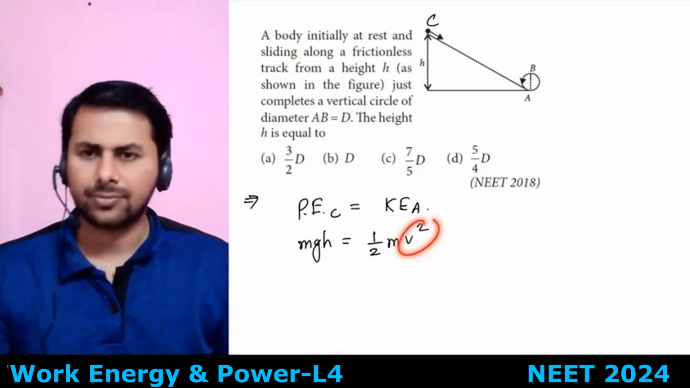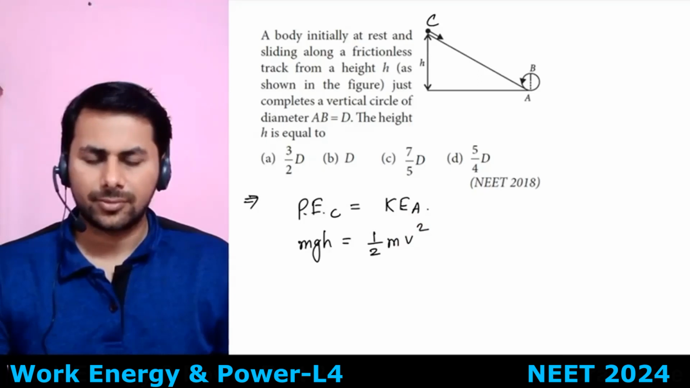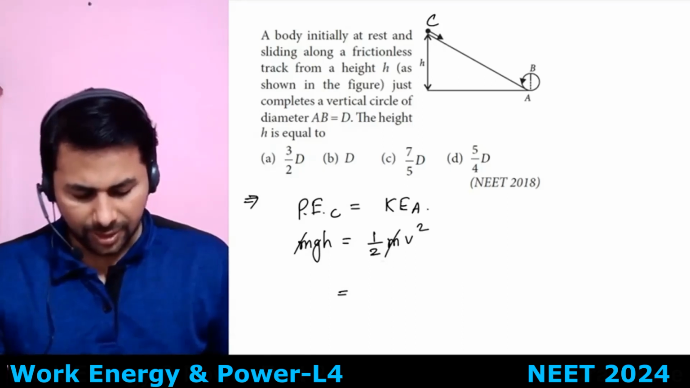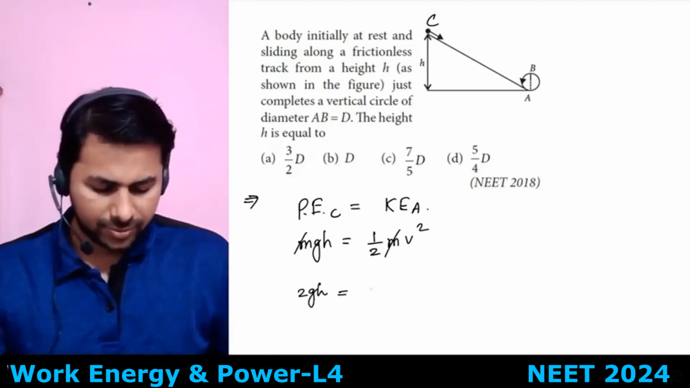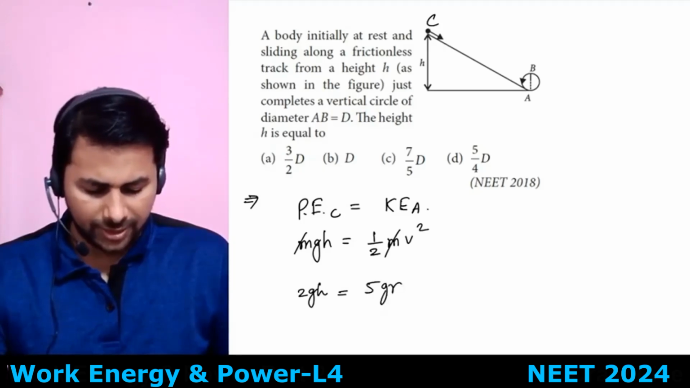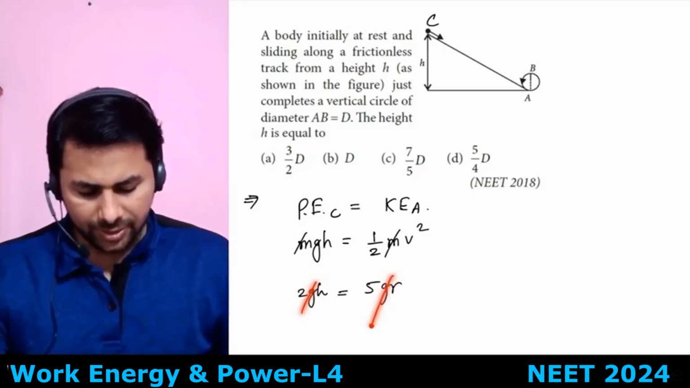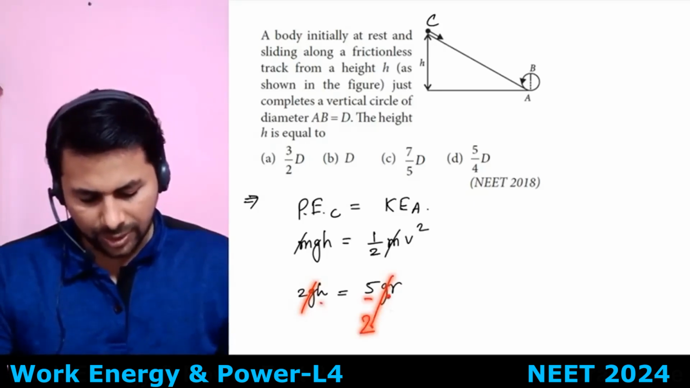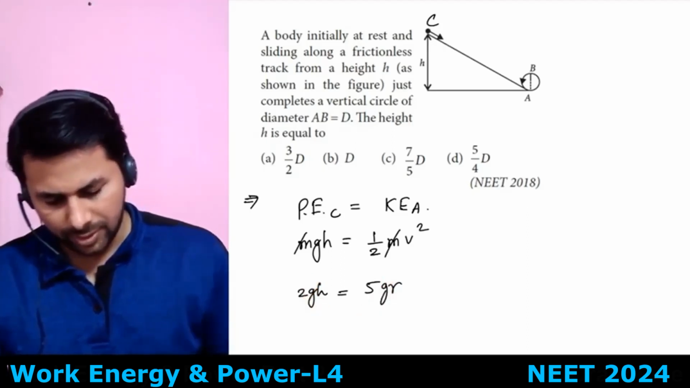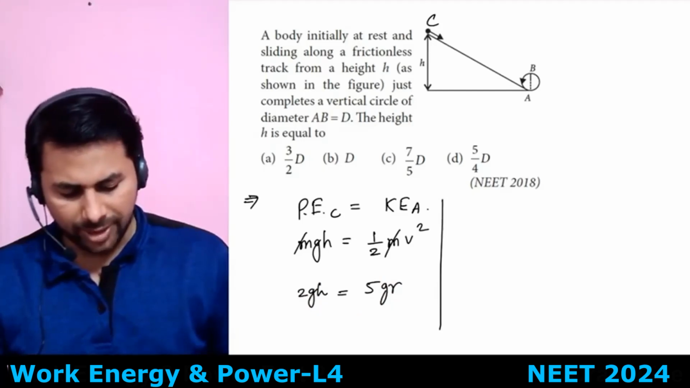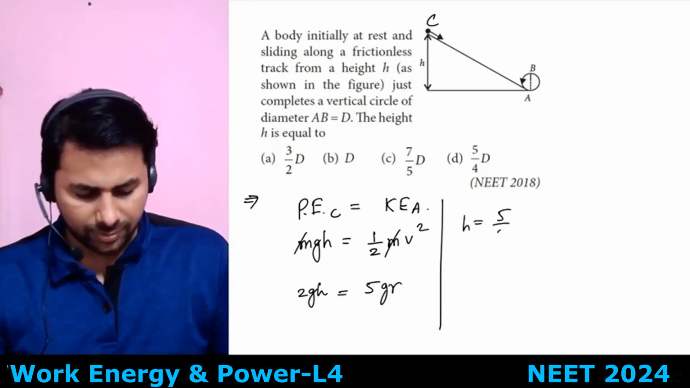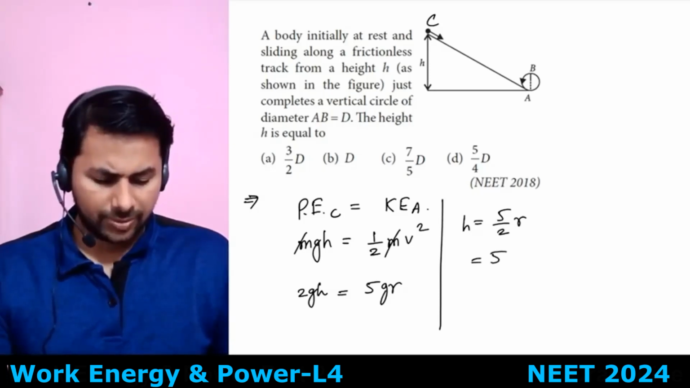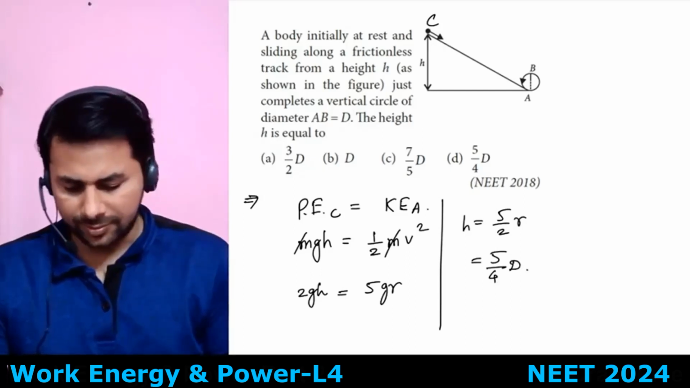And how much is v square? Root 5 gr square. So m gets cancelled, so you have 2gh is equal to root 5 gr square, that is 5 gr. g gets cancelled, so you have h is equal to 5 by 2 r. Okay, they are asking in terms of diameter. R is equal to diameter upon 2, right? So it is 5 by 4 D. This is the answer.